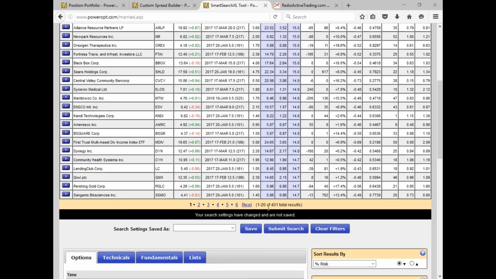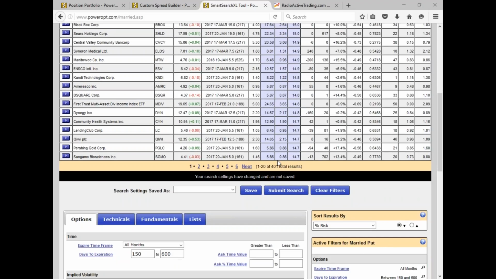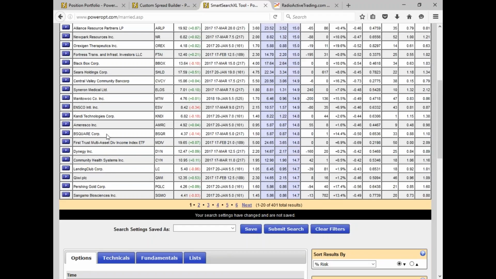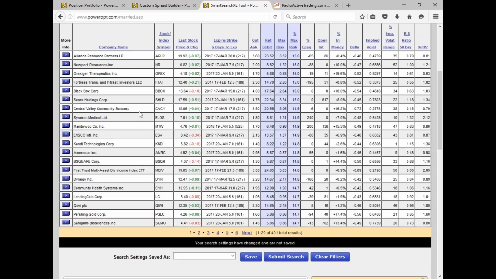All right. Okay, so I'm sorry. There's 400 total results of the stocks under $20, but I didn't restrict the risk, right? And there's things in here I've never heard of before. Lending Club's in there, I've heard of that. Dynegy, E-Square, Persian Gold, Sangamo Biosciences, Sears Holdings, that's always all over the place.